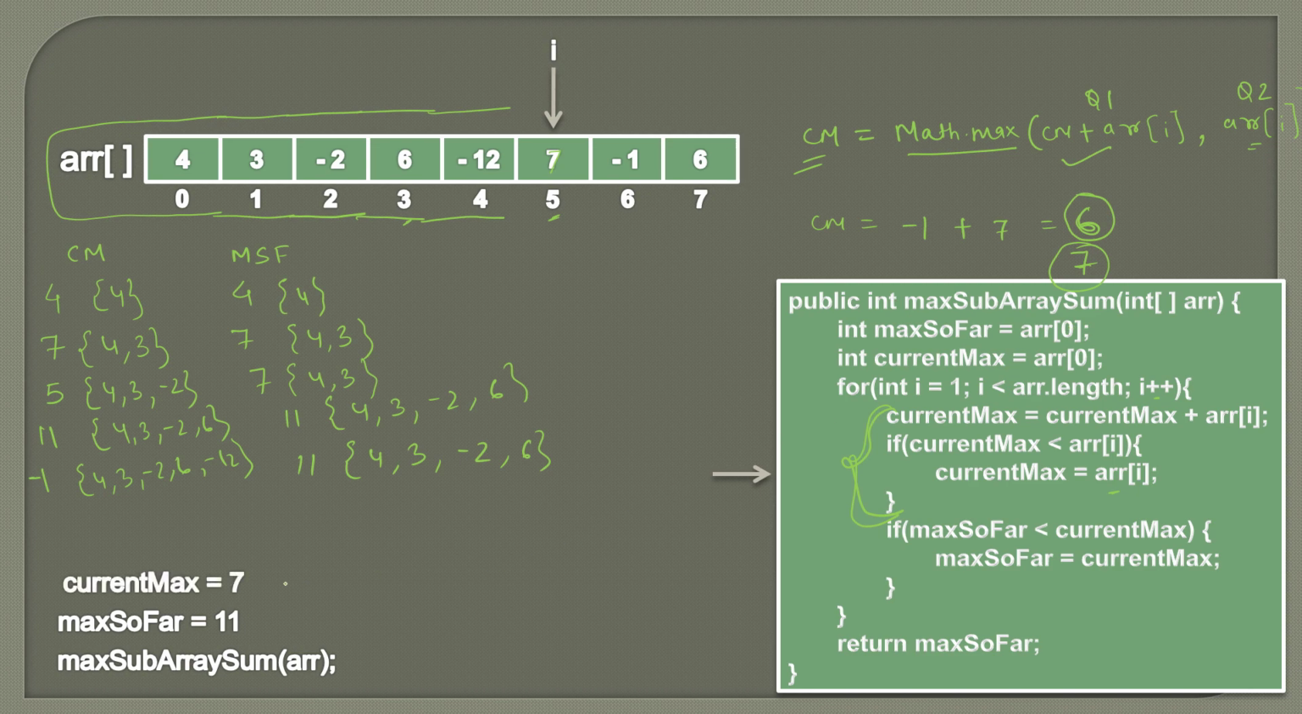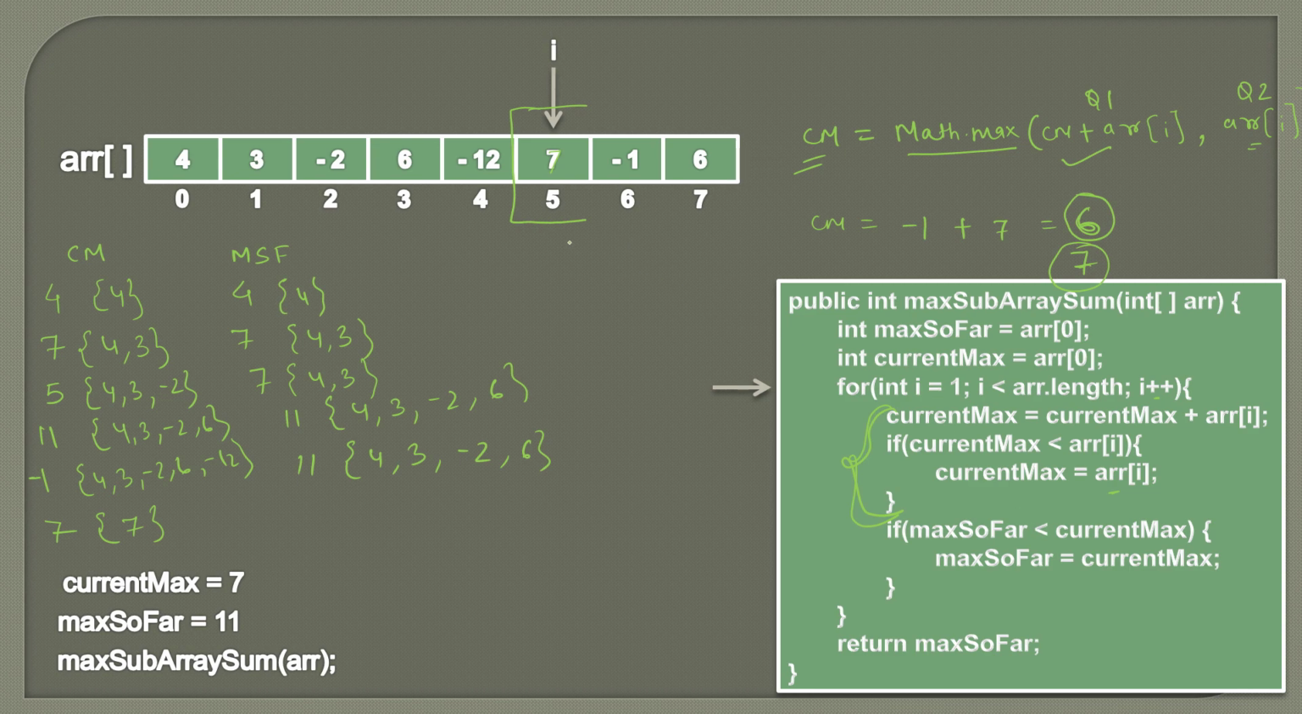So current max becomes 7. So now this subarray will be removed. And from here a new subarray will start. And here we will simply denote 7 by taking in only 7. And this current max doesn't beat the max so far. So this condition comes out to be false.